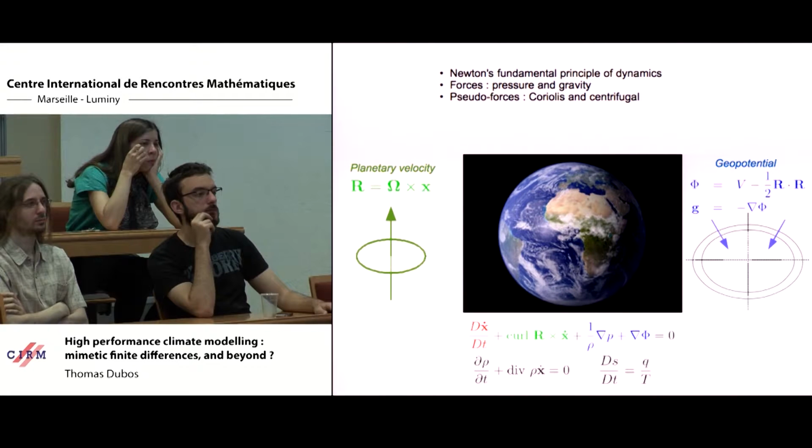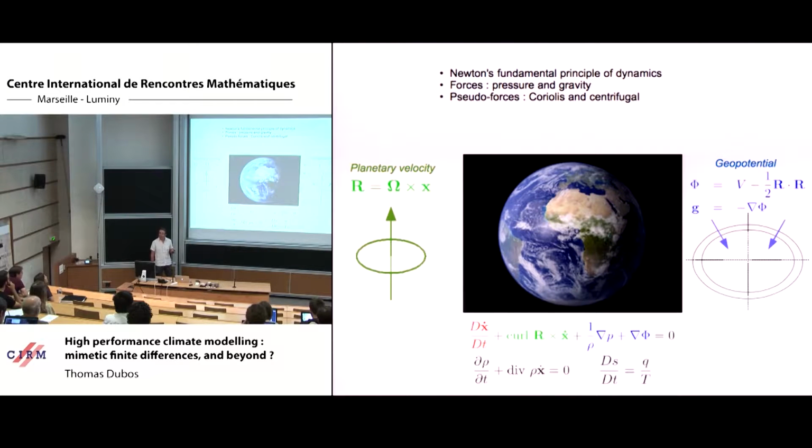One first difference compared to standard CFD is that we work in a rotating frame. So we work in a frame attached to the Earth, which is rotating. And this implies that in addition to the usual pressure gradient and gravity, so that would be, if the Earth was not rotating, you would have here the gradient of the gravitational potential of the planet. Because of rotation, we have this Coriolis term here.